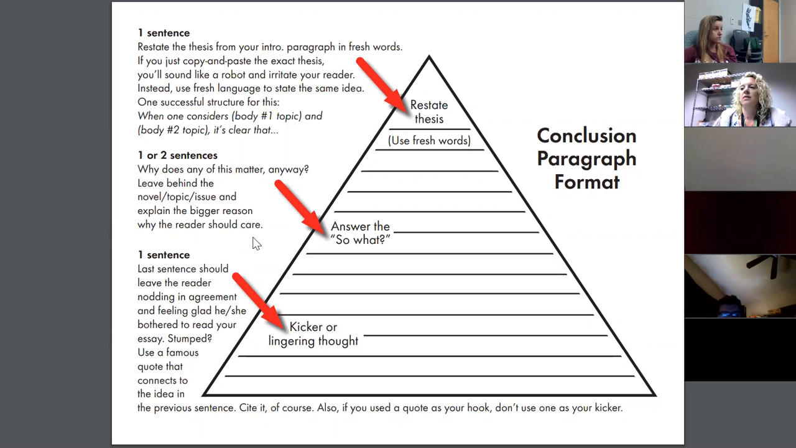Okay. If you don't know what to write, then you can use a famous quote that connects the idea to the previous sentence. But if you do, you must cite it. Okay. All right. So if you use a quote as your hook, okay, because you can do that too, don't use a quote to finish your essay. Don't open your essay with a quote and close your essay with a quote. Okay. So it's either one or the other.